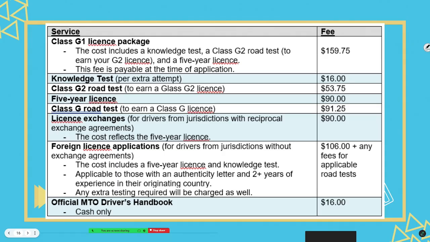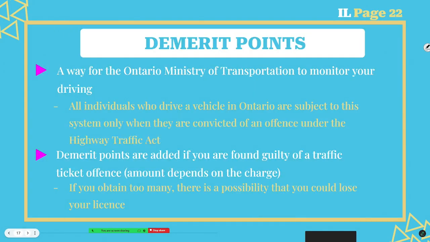This you will have to pay when you go in. Then maybe you failed the knowledge test and you have to write it again. If you have to go back and write it again, it's $16. To get just the G2 road test, maybe you passed the written but didn't pass the road test, then you're going to have to pay extra. To get the 5-year license, you have to pay, so it breaks it down into a full package, but in case any of them were missed or failed, then those are the individual prices. You can check out the rest of them on page 22.